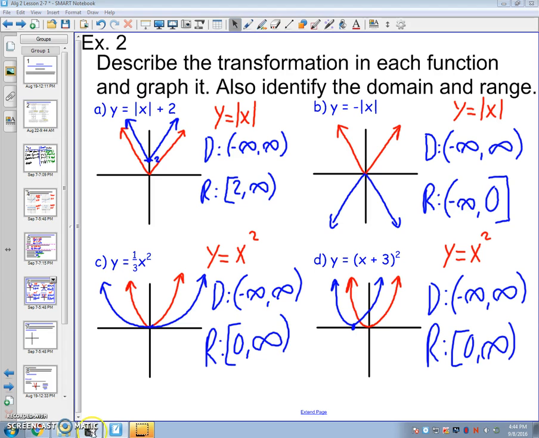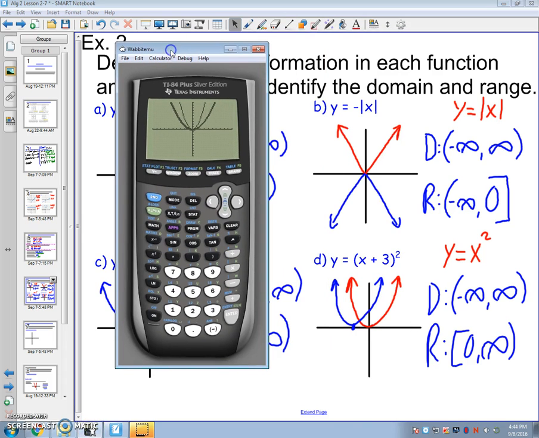Alright, so let me show you that on the calculator. So that original line is x squared. This bolded line will be parentheses x plus 3 close parentheses squared. You'll just see the same line, just moved 3 to the left. So this is my U, there's my other U.